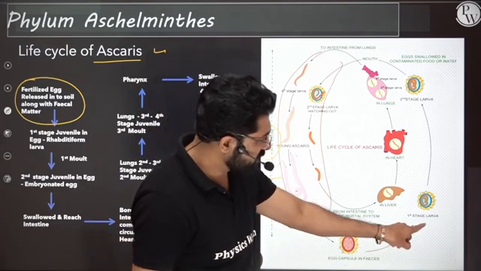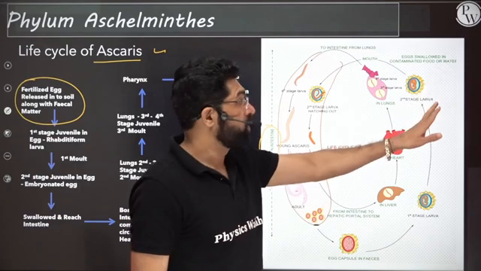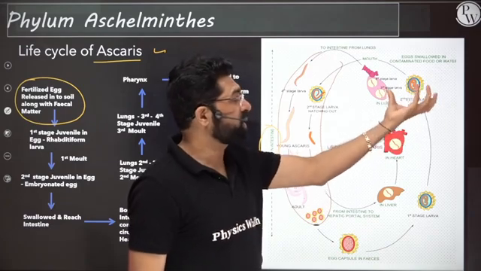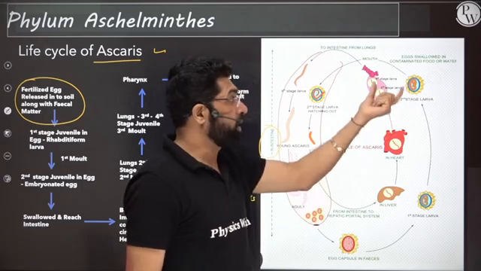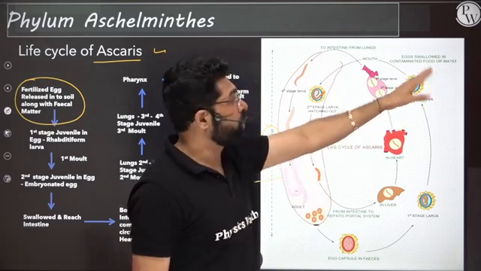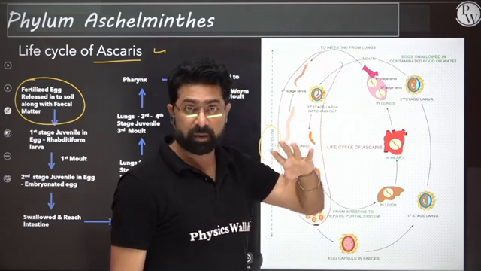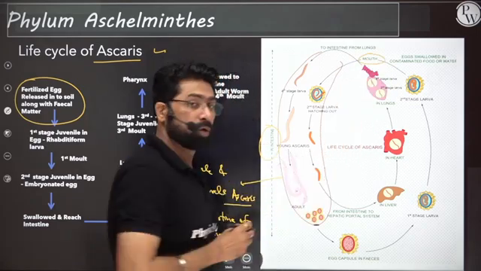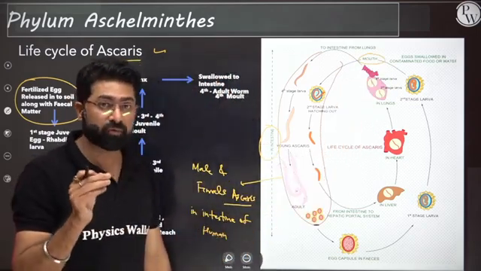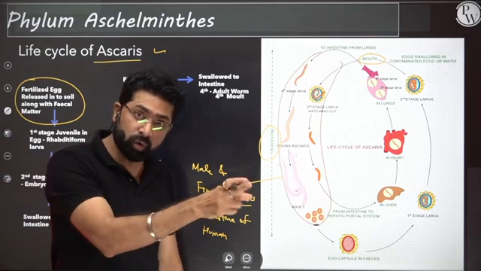You can see the first stage larva is still in the soil. The second stage larva is also in the soil. So these are called embryonated eggs. In the second stage larva condition, they are called embryonated eggs, which are sometimes swallowed by humans through contaminated food and water. Please remember, they are swallowed by humans through contaminated food and water. Now what happened? That second stage larva has entered into humans.